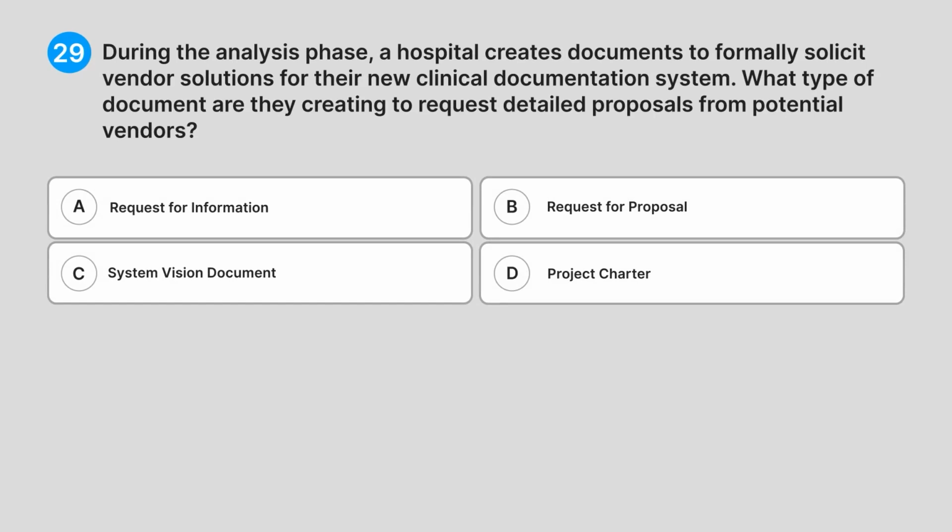29. During the analysis phase, a hospital creates documents to formally solicit vendor solutions for their new clinical documentation system. What type of document are they creating to request detailed proposals from potential vendors? A. Request for information. B. Request for proposal. C. System vision document. D. Project charter.